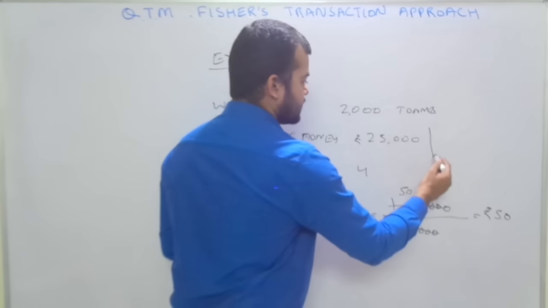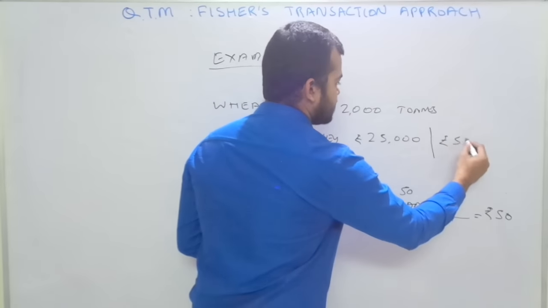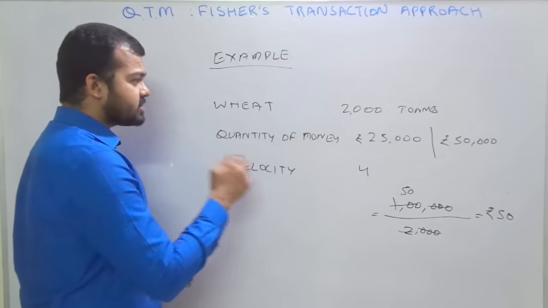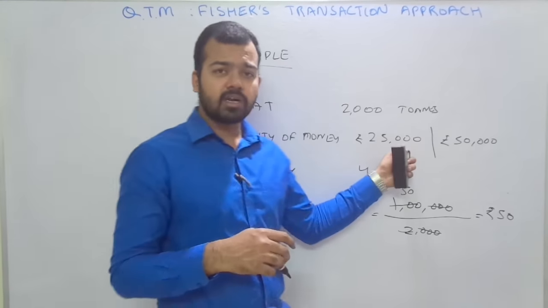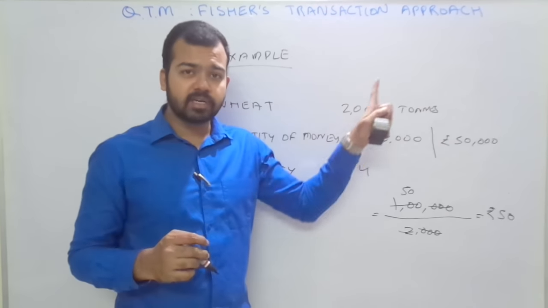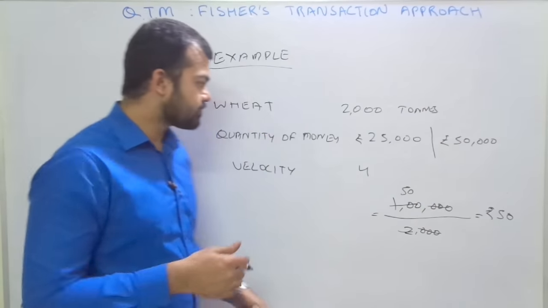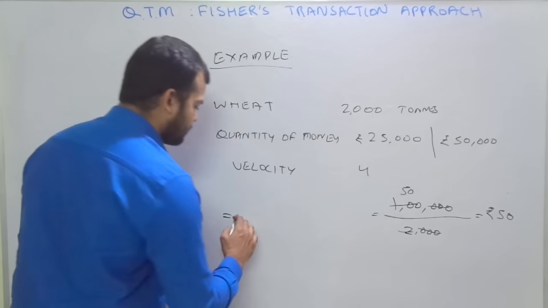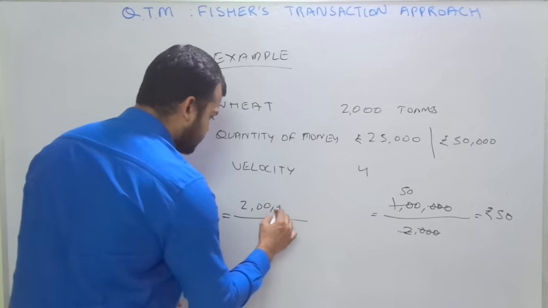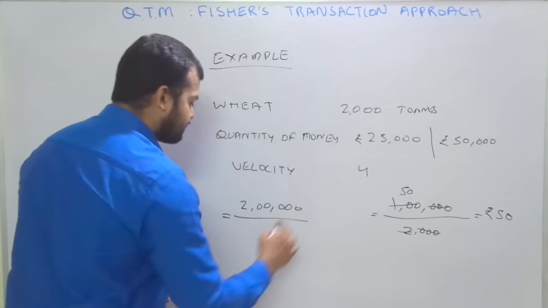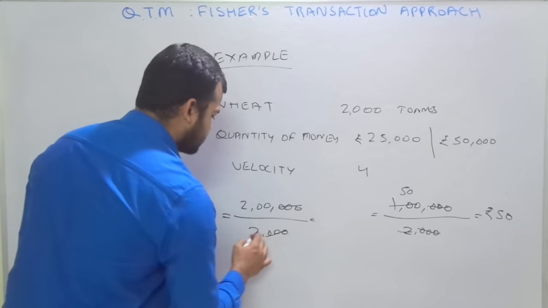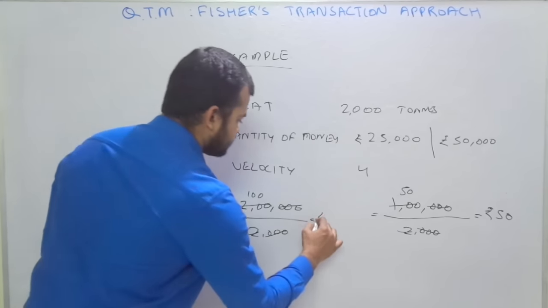If we double the quantity of money, now we are doubling it, that is 50,000. So here we can say the quantity of money increased by a multiplication of 2. Whenever the quantity of money is doubled, now we'll see the effect on the economy. So 50,000 multiplied by 4, that is 2 lakh rupees, divided by 2,000 ton, the same quantity of wheat. Here we can say simply, that is 100.